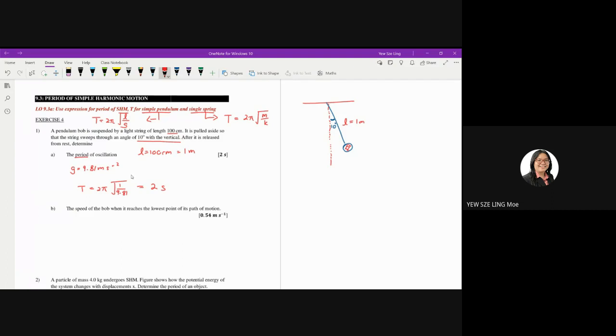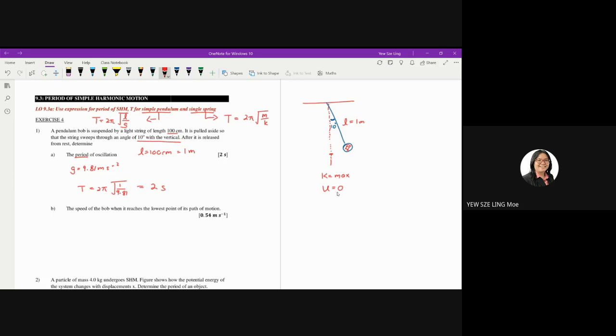So, question B: the speed of the bob when it reaches the lowest point of its path of motion. Okay, so you want to calculate the speed when the bob reaches somewhere here, the lowest position. At this lowest position, we know that U is equal to 0 and K is equal to maximum.